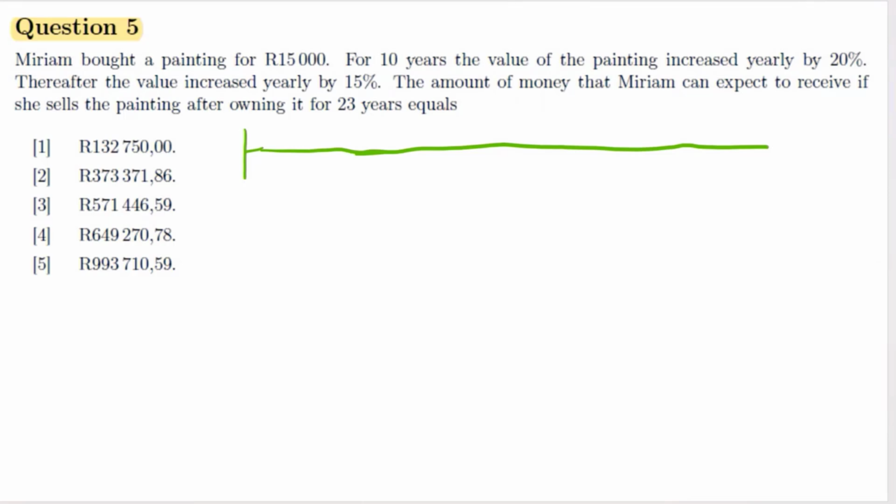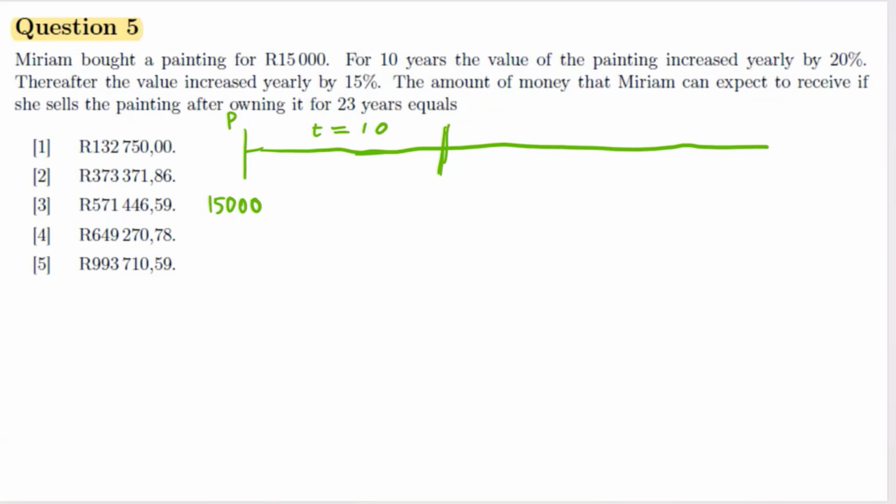You've got the P there, and then that P is equal to 15,000. That's an amount that she starts off with, okay? So for 10 years, the value has increased yearly by 20%. So this painting, she's got it for 10 years, okay? Until here. This is 10 years, so the T here is equal to 10.